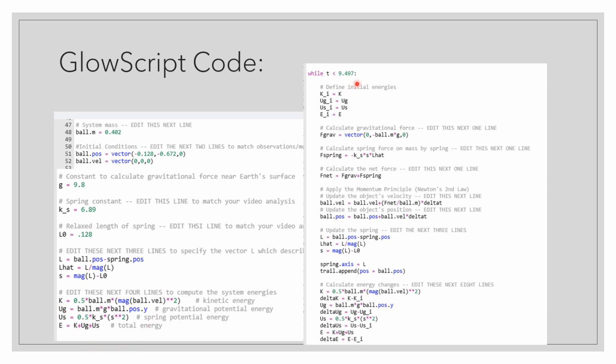Through the while loop, we have the ending time from Tracker, and here we have gravitational and spring force and net force equations, and the velocity and position update formulas, and these are the same equations as stated before to find the change in energy in each time step.